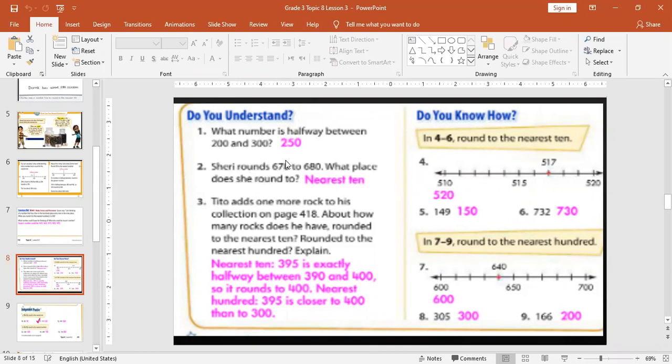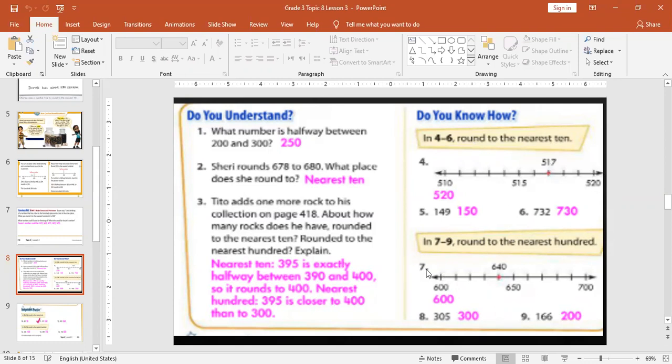Why? Because she is rounding the number in the middle. So the place value of 7 is tens. So that's why it became 680. And here also, number 4, he is telling me I have 517, so I will round it to 520 or 515 or 510. Of course, 520, because 7 is equal to or greater than 5. It is greater than 5, so I will take 520.